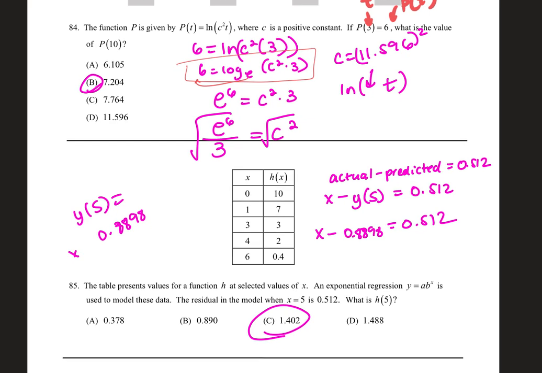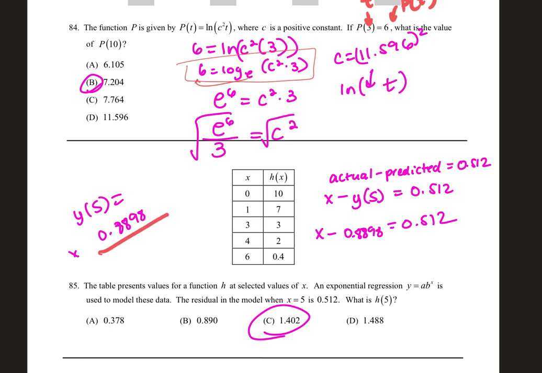85 says the table represents a value. An exponential regression is used to model the data. The residual in the model when x is 5 is 0.512. So what is h of 5? So I ran the regression, right? And then I predicted 5. I got y of 5, and it was 0.8898.